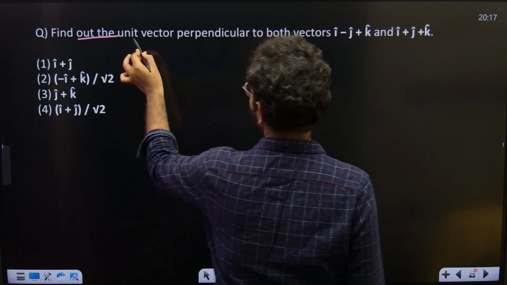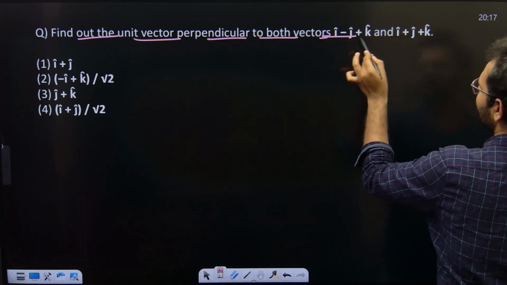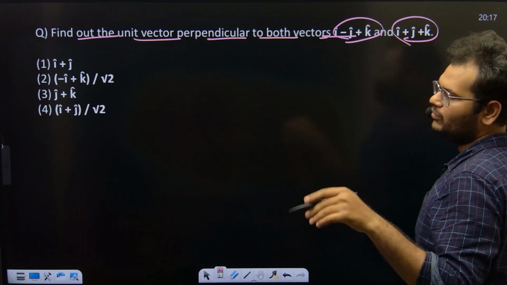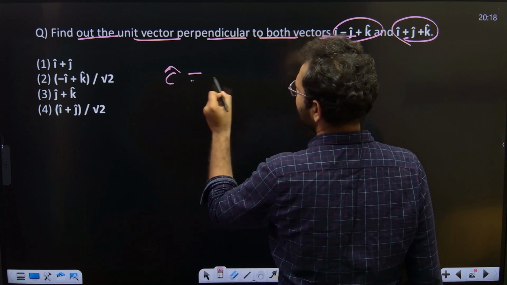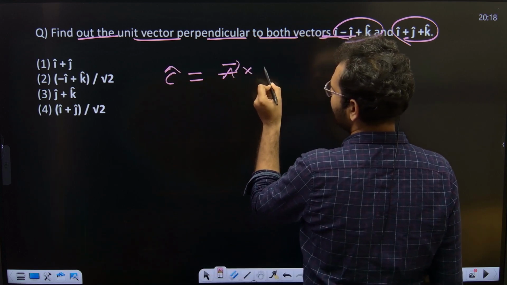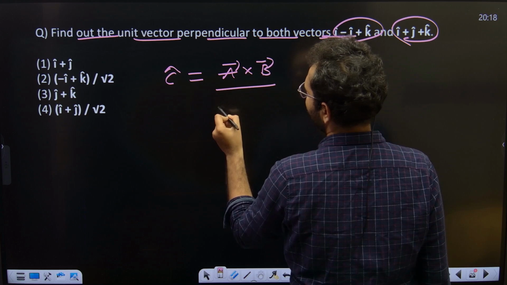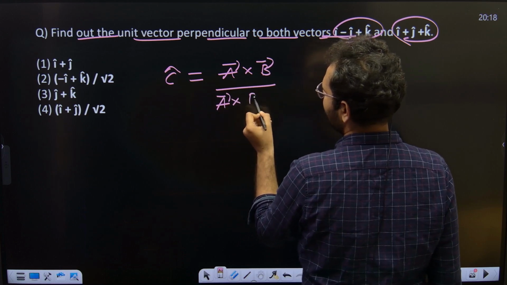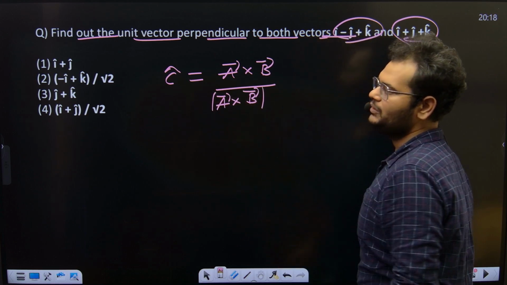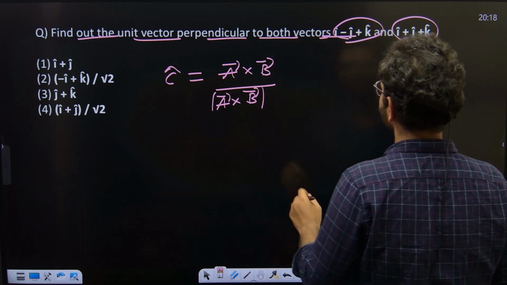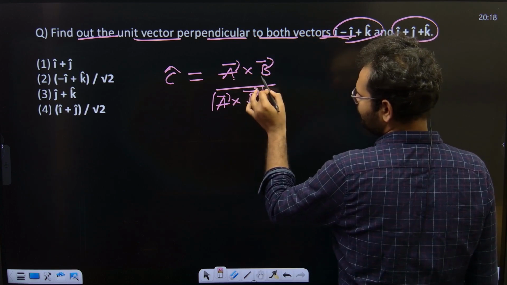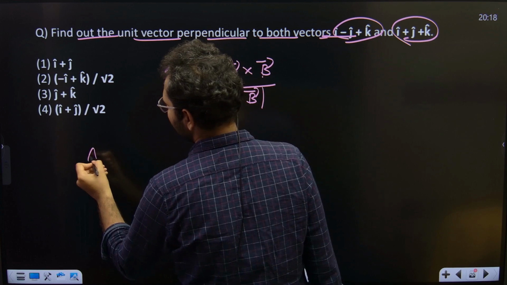Find the unit vector perpendicular to both of these vectors. Have I just told you the formula? For a unit vector perpendicular, what do you have to do? A cross B, simply divided by A cross B magnitude. Will you get the answer directly? Yes sir, we'll get the answer. First, how to go about it? First you need to find A cross B. How will you find A cross B, you tell me.